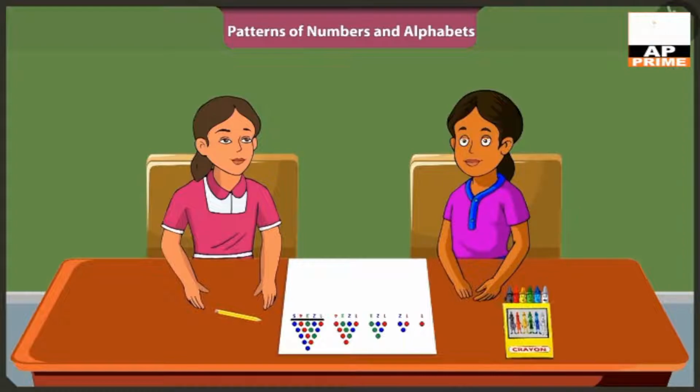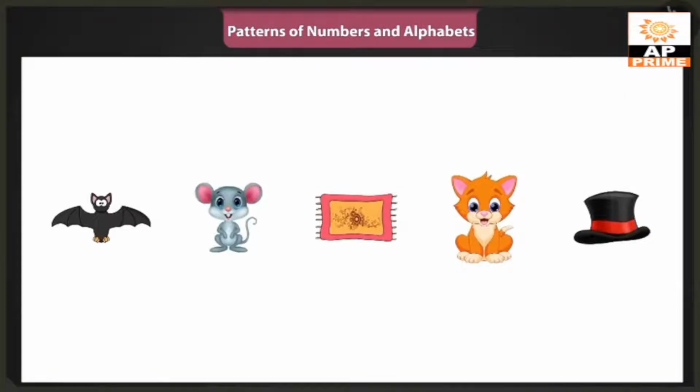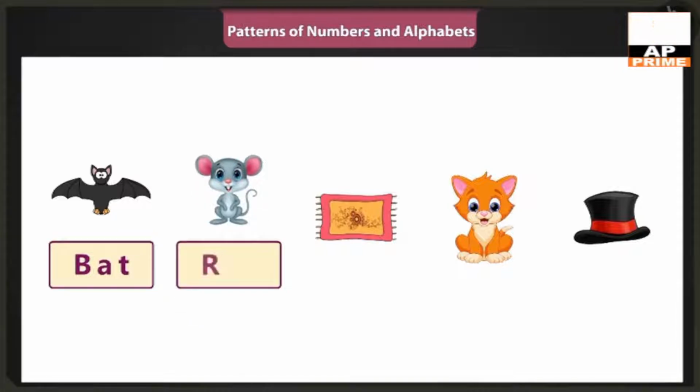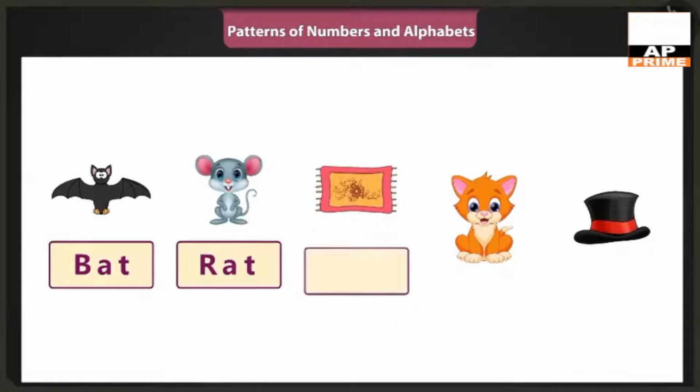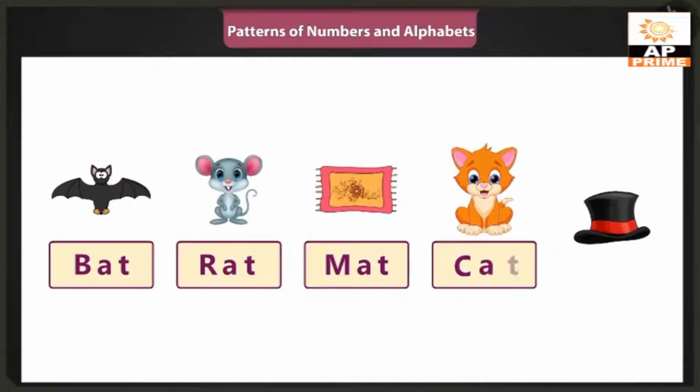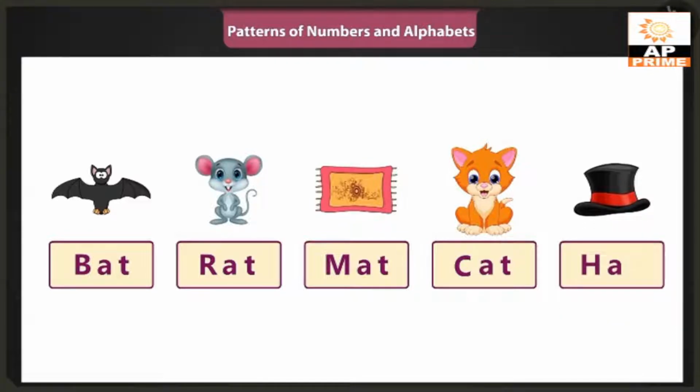Vinny, come on, now look at these pictures. Do you know the name of the figures in these pictures? Yes, this is B-A-T, bat. And this one is R-A-T, rat. And this one is M-A-T, mat. And this is C-A-T, cat. And this one is H-A-T, hat.